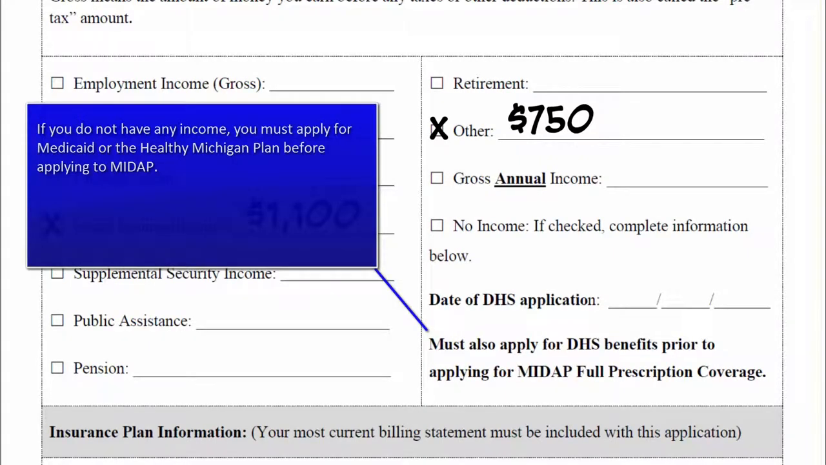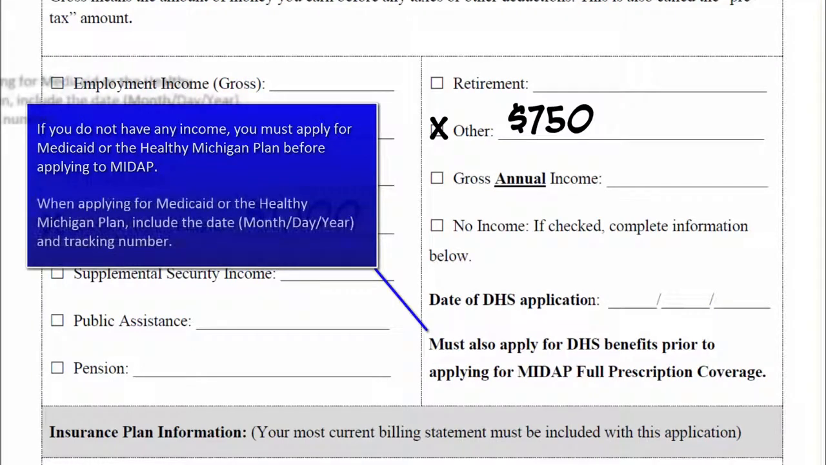If you do not have any income, you are required to apply to Medicaid and/or the Healthy Michigan Plan before applying. You will need to include the date you applied, including month, day, and year. Also include the tracking number that Medicaid provides you when you apply.